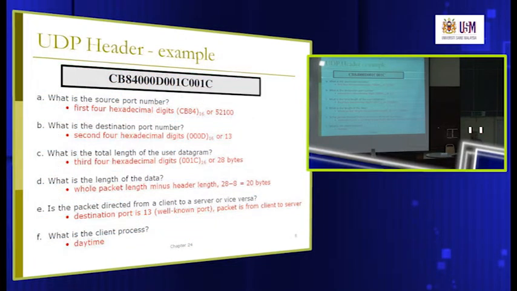All right. So just by looking at the UDP header, you can get a lot of information, right? Who is sending to whom, how much data is being sent, and so on.